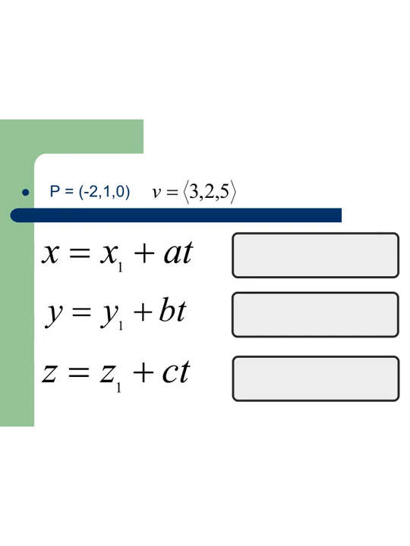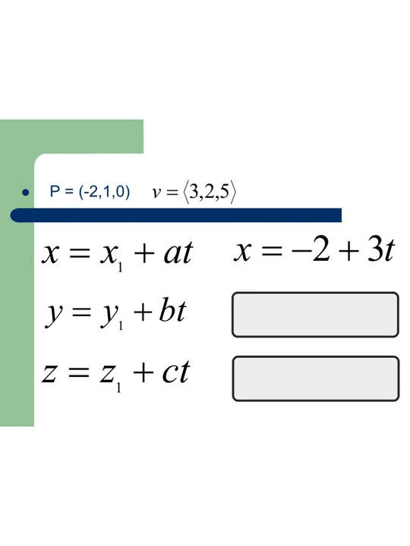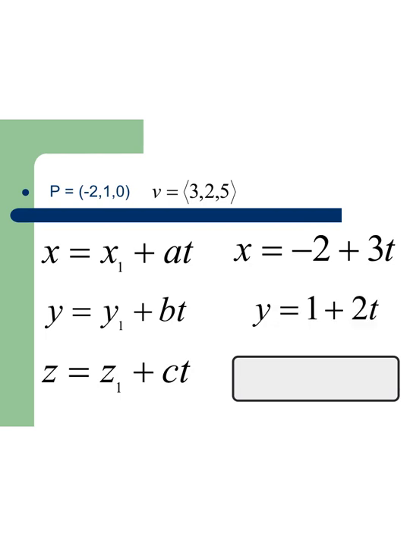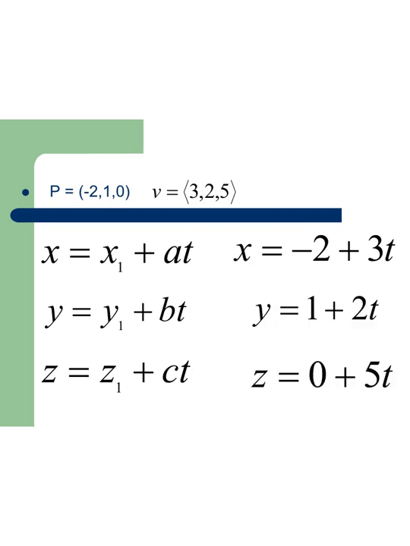We can see here that we have our initial point and our vector that is parallel to our line. If we pull the right pieces from our information and plug them into our parametric equations, for x we get x equals -2 plus 3t. For y, we get y equals 1 plus 2t. And finally, for z, we get z equals 0 plus 5t, where again we have the coordinates from our point and the components from our parallel vector.